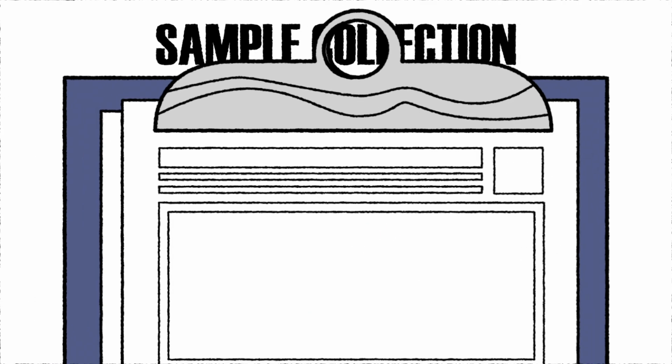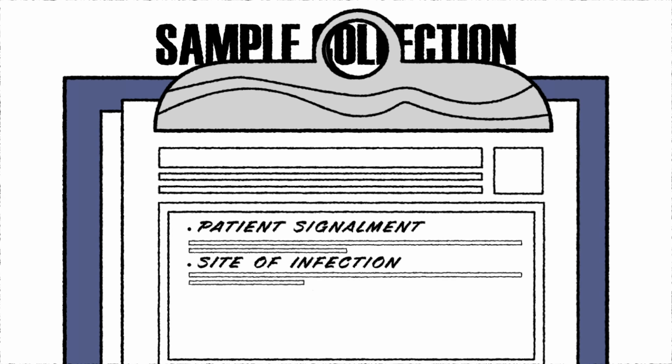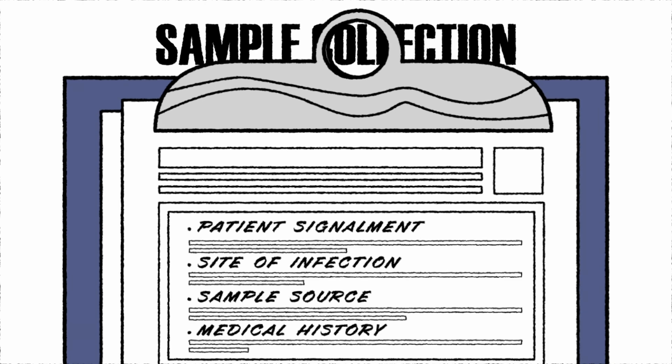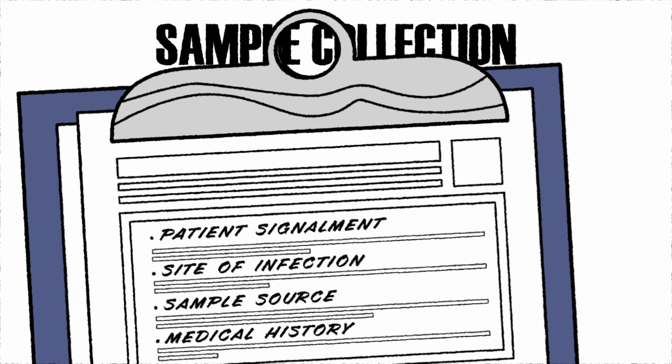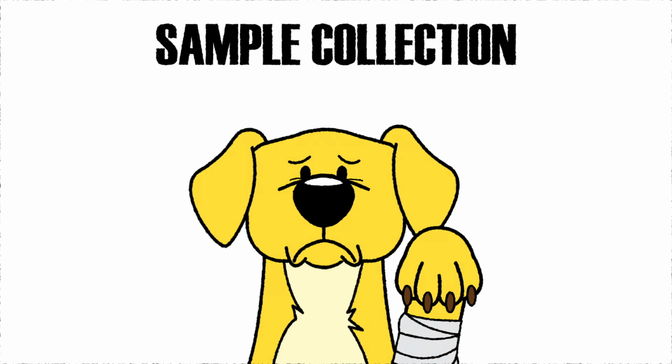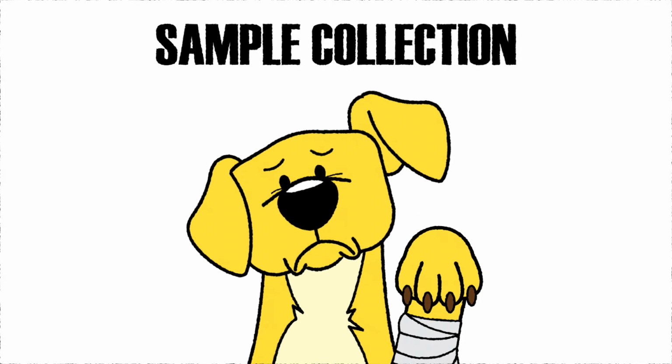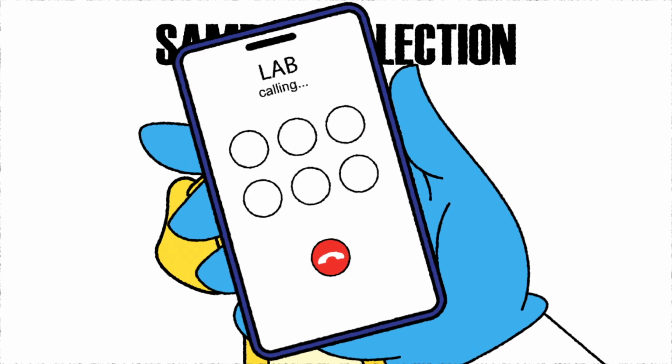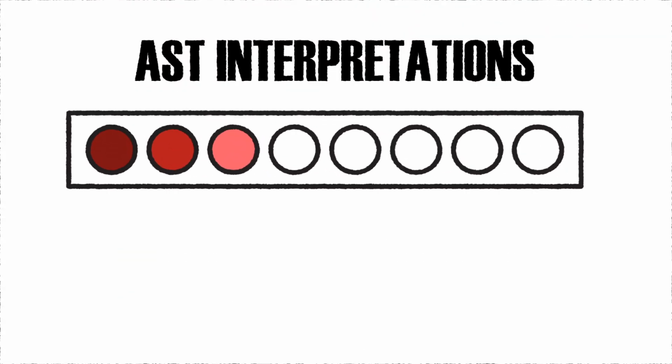Tell the lab about patient signalment, site of infection, sample source, and medical history so that the lab can provide appropriate interpretation of AST results. Not identifying the disease process, for example that you suspect pyelonephritis and not a lower urinary tract infection, may result in incorrect susceptibility testing by the lab, inappropriate antibiotic selection, and ultimately treatment failure. Unsure what to submit or what information the lab needs? Just ask the laboratory. How do we interpret AST results?